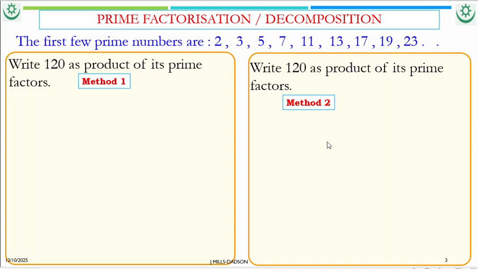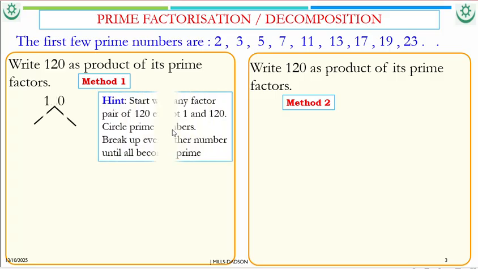Welcome once again. Here we need to write 120 as a product of its prime factors. So method 1 is where we start with any factor pair and only circle the prime numbers, and 1 is not a prime number. So any factor pair of your choice, so 10 times 12, or somebody can start with 2 and 60. Any factor pair works as long as it multiplies to give 120.